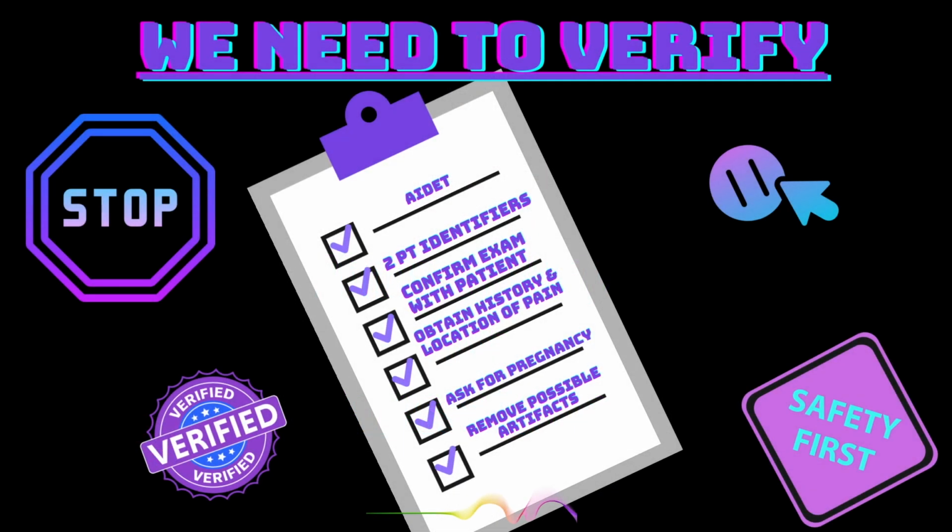The first thing you should do is perform AIDED. Confirm your patient's two identifiers, confirm the exam with the patient and the reason they are here, obtain patient history as well as location of pain, always ask patients for the possibility of pregnancy, and remove possible artifacts by having the patient remove all jewelry and anything that may show in the field of view.